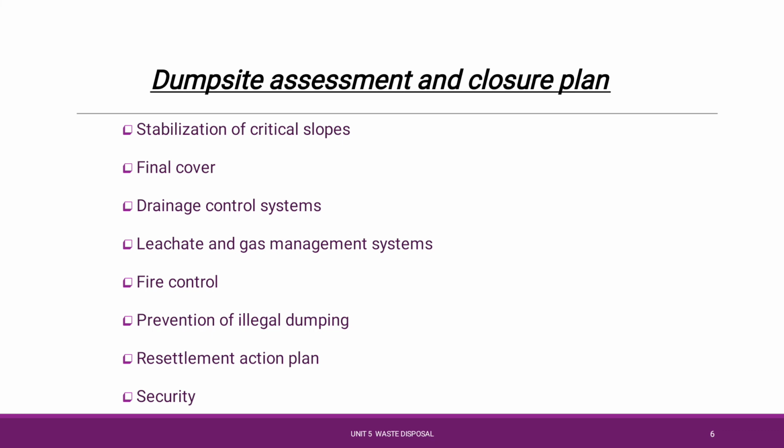So, this is the dump site assessment and the closure plan. First, initially, stabilization of the slope is required. Then the final cover has to be placed for preventing pollution emission, along with a proper drainage control system for when leachate has developed. The leachate and gas management system must be monitored and well maintained. Fire control should be there to reduce the generation of excess fire. Prevention of illegal dumping must be monitored, and a proper resettlement action plan and security should be provided.